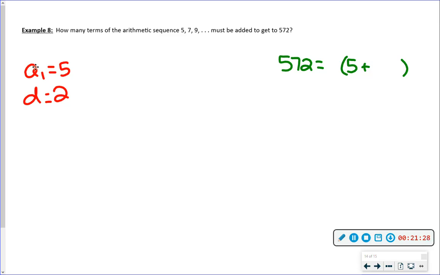We have no idea. So here's what we're going to do. We're going to use our formula. First term, n minus 1, it's a difference of 2. Let's clean that up, distribute it, make it look good. I'm going to have 2n plus 3.